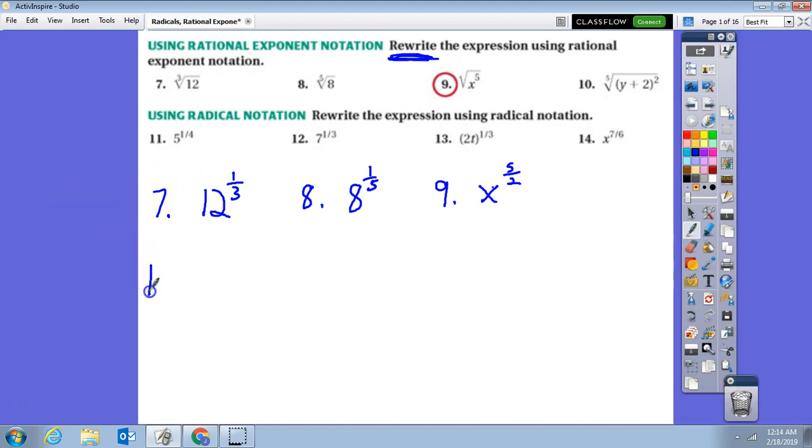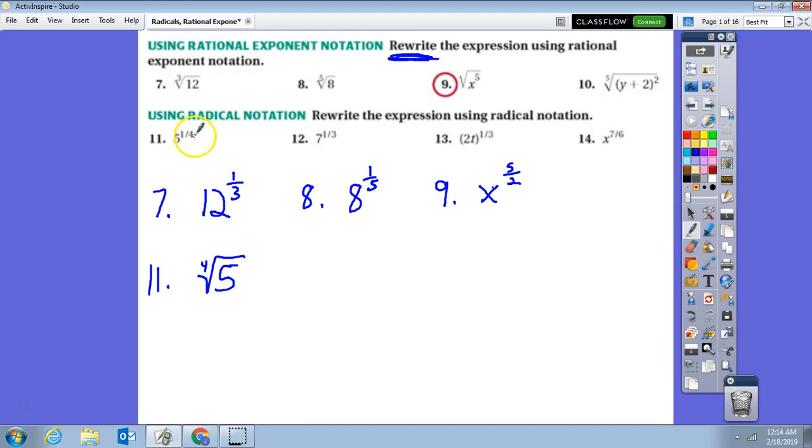Number 11, 12, and 13, you're basically doing the opposite thing. You are taking the exponent and you're rewriting into radical notation. So just go in reverse. 5 to the 1/4 power would be the 4th root of 5 to the first power. Now you don't have to write the little 1 for the first power, but again, the index comes from the bottom and the exponent on the inside comes from the top.